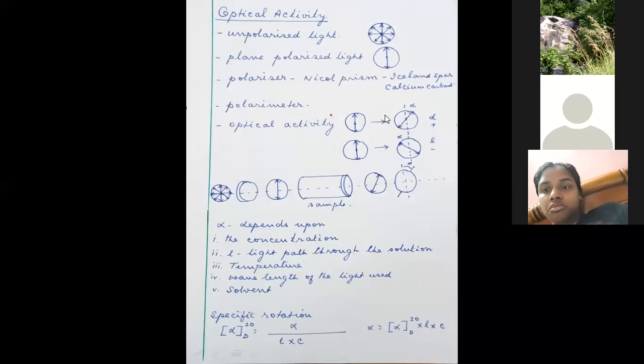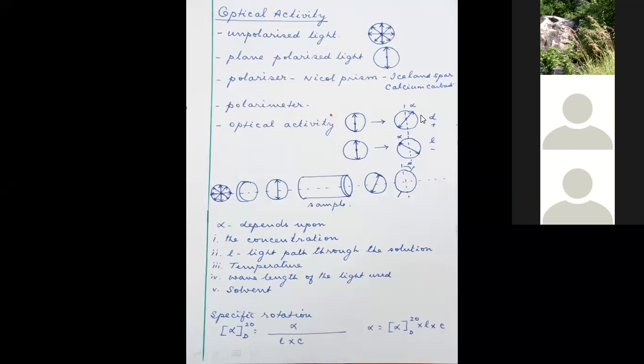So what happens when that plane polarized light is passed through a solution containing the optically active substance? The plane of the plane polarized light is inclined either towards right or towards left. If it is inclined towards right, it is called dextrorotatory, which is given a positive sign before the degree of its inclination. And if it is inclined towards left, it is called levorotatory, where a minus sign is given before the angle of inclination. And this is the entire setup.